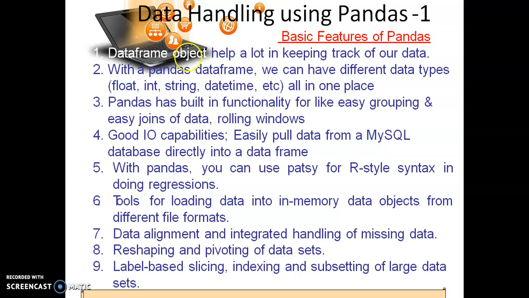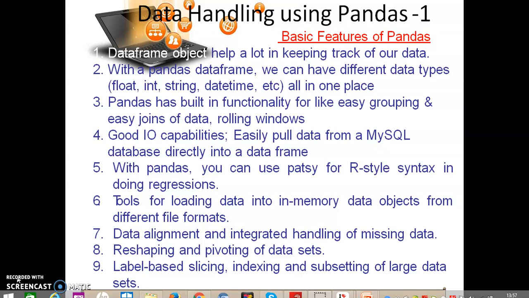Now with a pandas data frame we can have different data types like float, int, string, date, time, all integrated at one place. After integration of these data types, third, we have built-in functionality for easy grouping and joining of data, meaning we have several series through which we can contain a group of data at a single place. Good input-output capabilities mean we can easily pull data from SQL directly into a data frame.